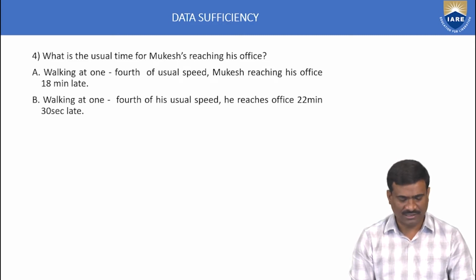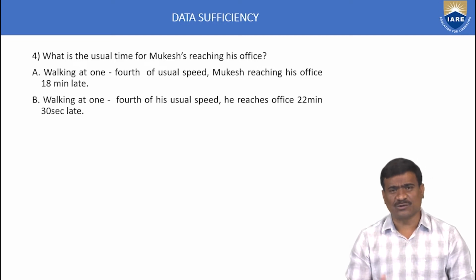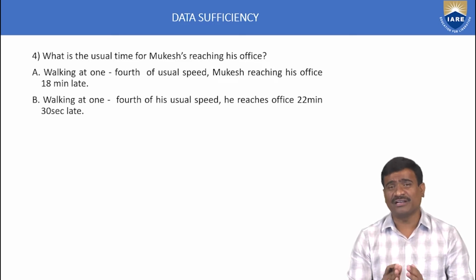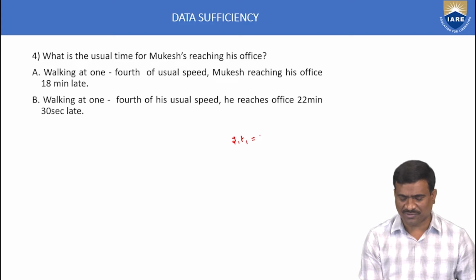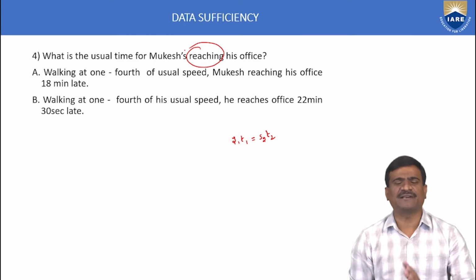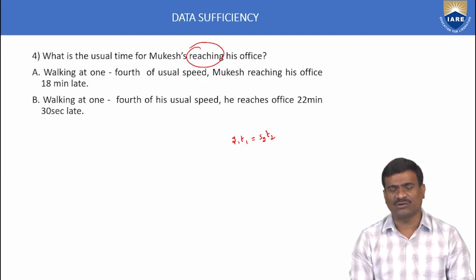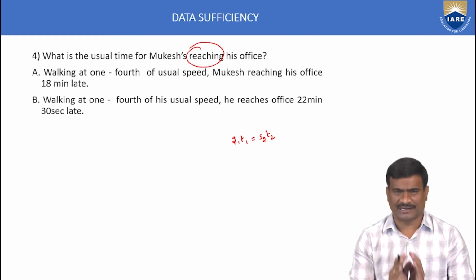Method: reaches his office, reaches his railway station, reaches his home. That means the distance is always constant. When distance is constant, the relation between speed and time is S1 T1 is equal to S2 T2. When such reaching statements are given, the distance is always constant, so S1 T1 is equal to S2 T2. Here we calculate only the time period.